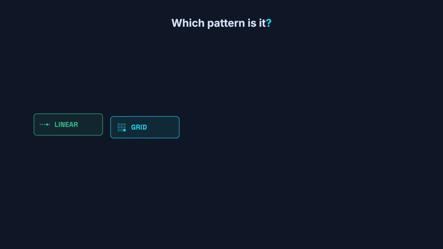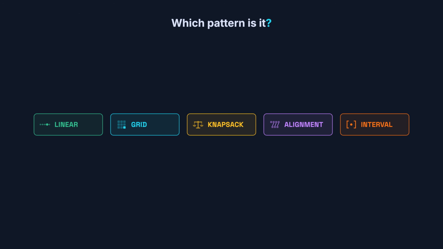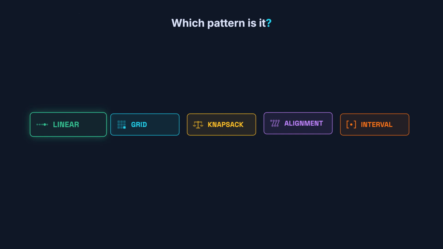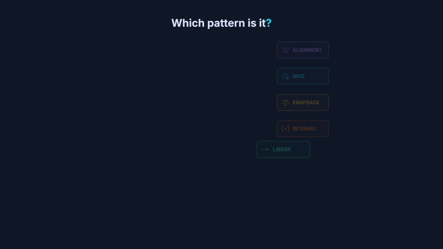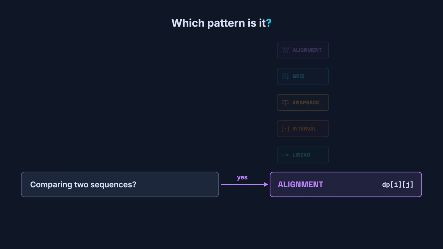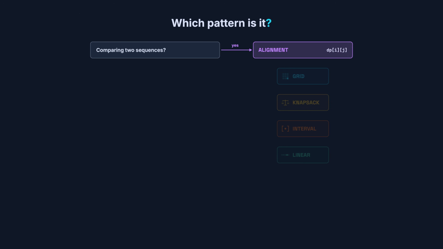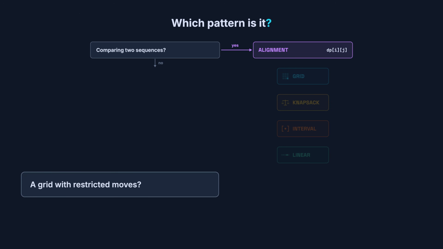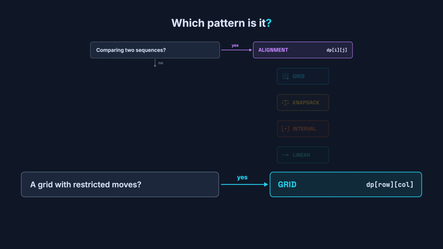Alright, let's put the whole system on one screen. The chart checks the most obvious hints first, so it runs in a different order than the video did. Start at the top. Does the problem give you 2 sequences to compare? Then your state is probably a position in each, and that's the alignment pattern. If not, does it give you a grid where you can only move in a certain direction? Then your state is your row and your column.